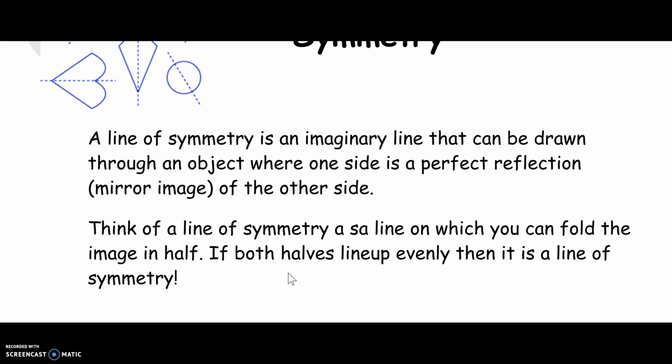Basically, as I said, a line of symmetry is an imaginary line that can be drawn through an object where one side is a perfect reflection or a mirror image of the other side. So here are some examples of different geometric shapes. If we were to draw a line here and fold it in half, it would fold evenly. So would this one, so would this one, and this one. So think of a line of symmetry as a line in which you can fold the image in half. And if both sides line up evenly, then it's a line of symmetry.